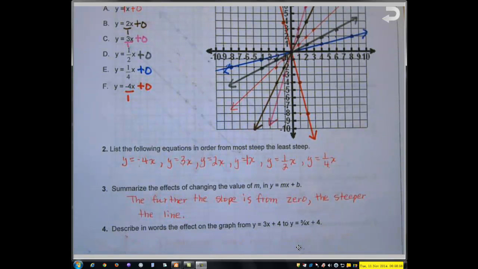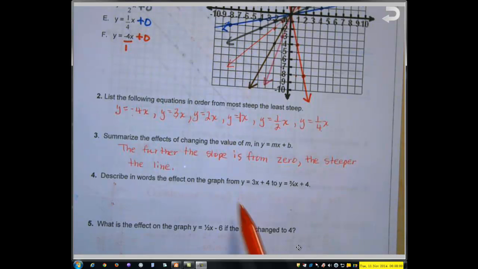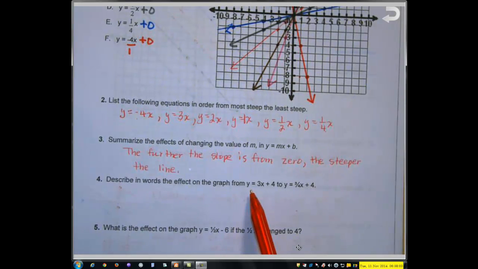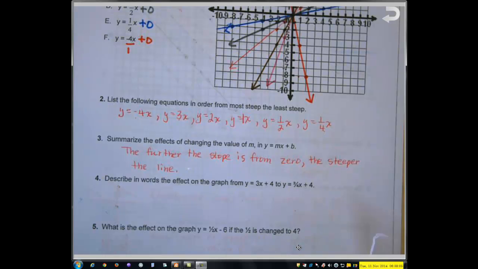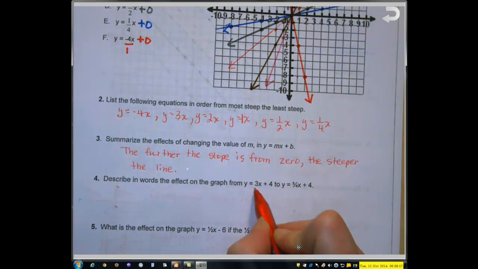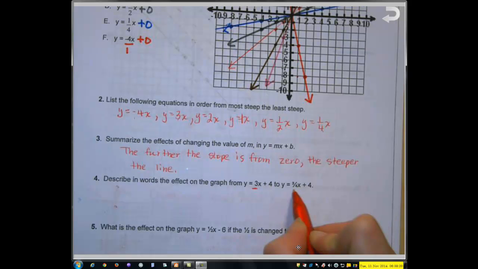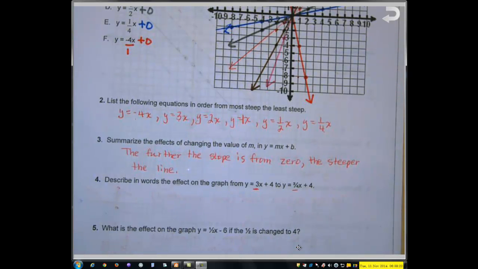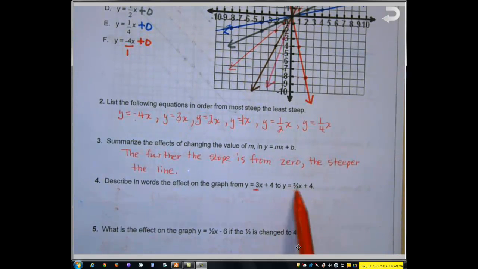Okay, so we're going to describe in words the effect of changing the graph from y equals 3x plus 4 to y equals 3/4 x plus 4. So we want to know, would the graph get steeper or would it get less steep? We're starting with 3x plus 4 and we're going to 3/4 x. So are we getting closer to 0 or further from 0 as we go from 3 to 3/4? Well, we're getting closer to 0.